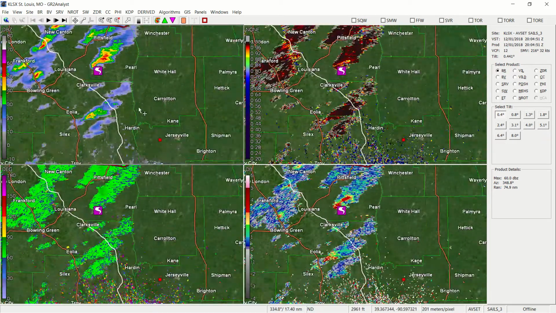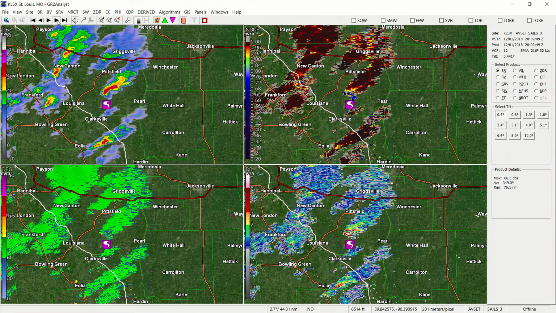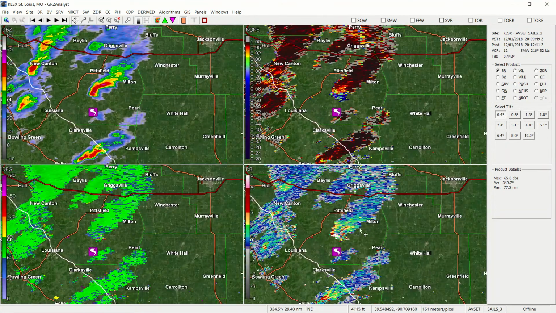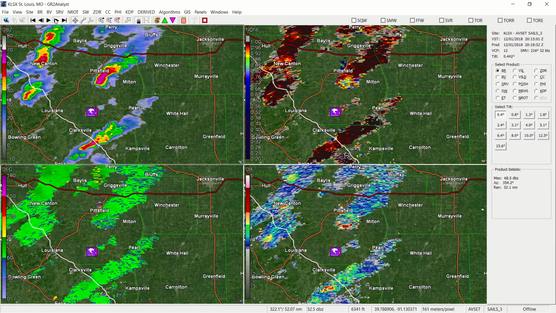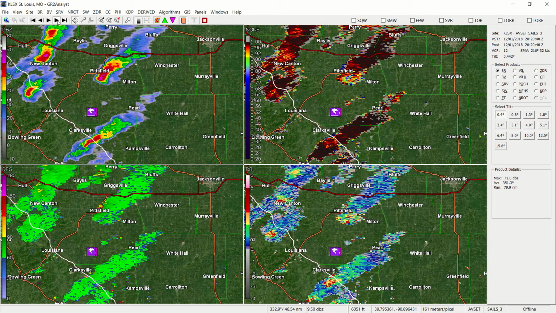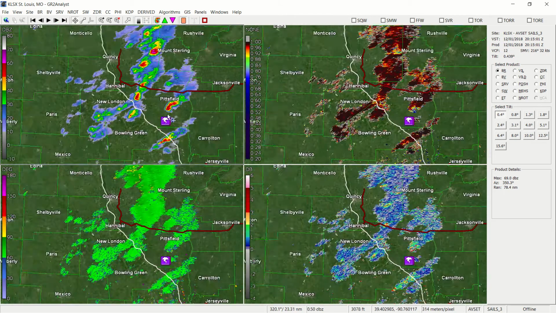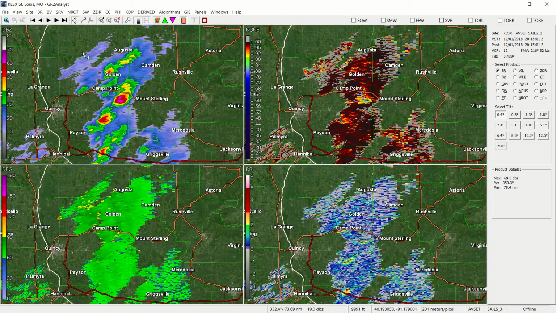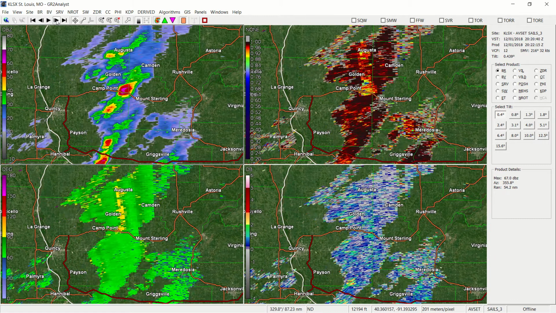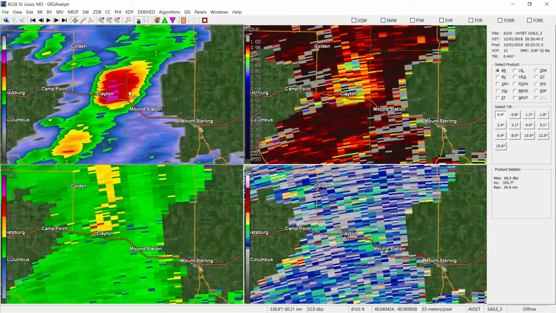So, just a brief overview of what these dual pole products give us. I'll go to a specific cell here. Let me find a good cell that we can point out some of these features. Yeah, let's look at this guy right here.